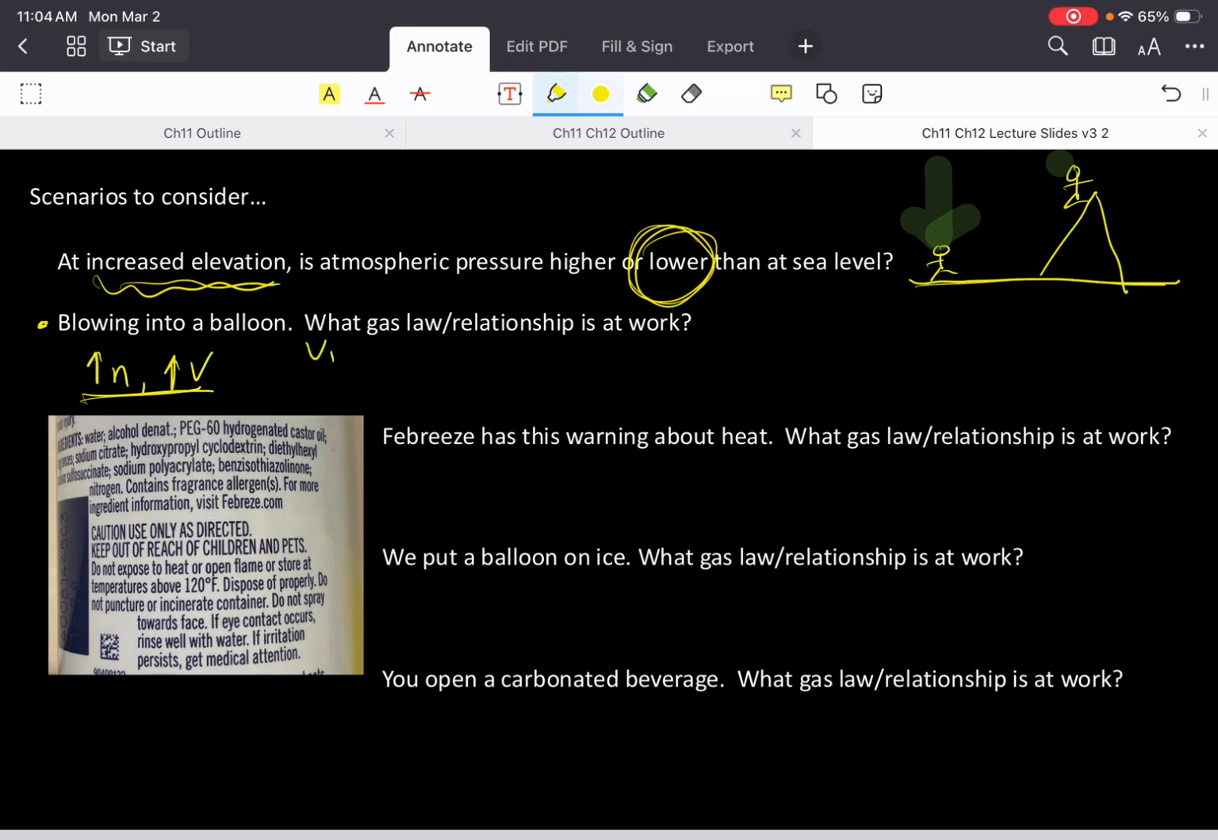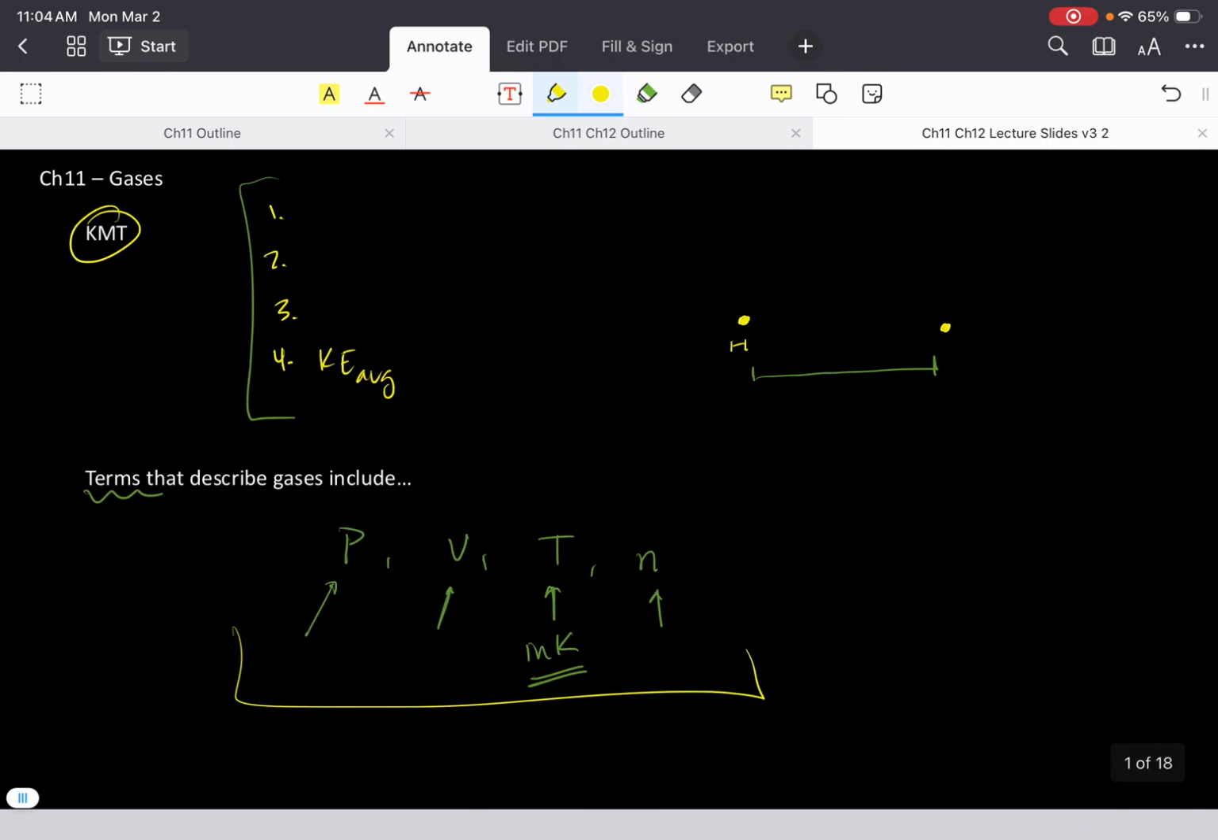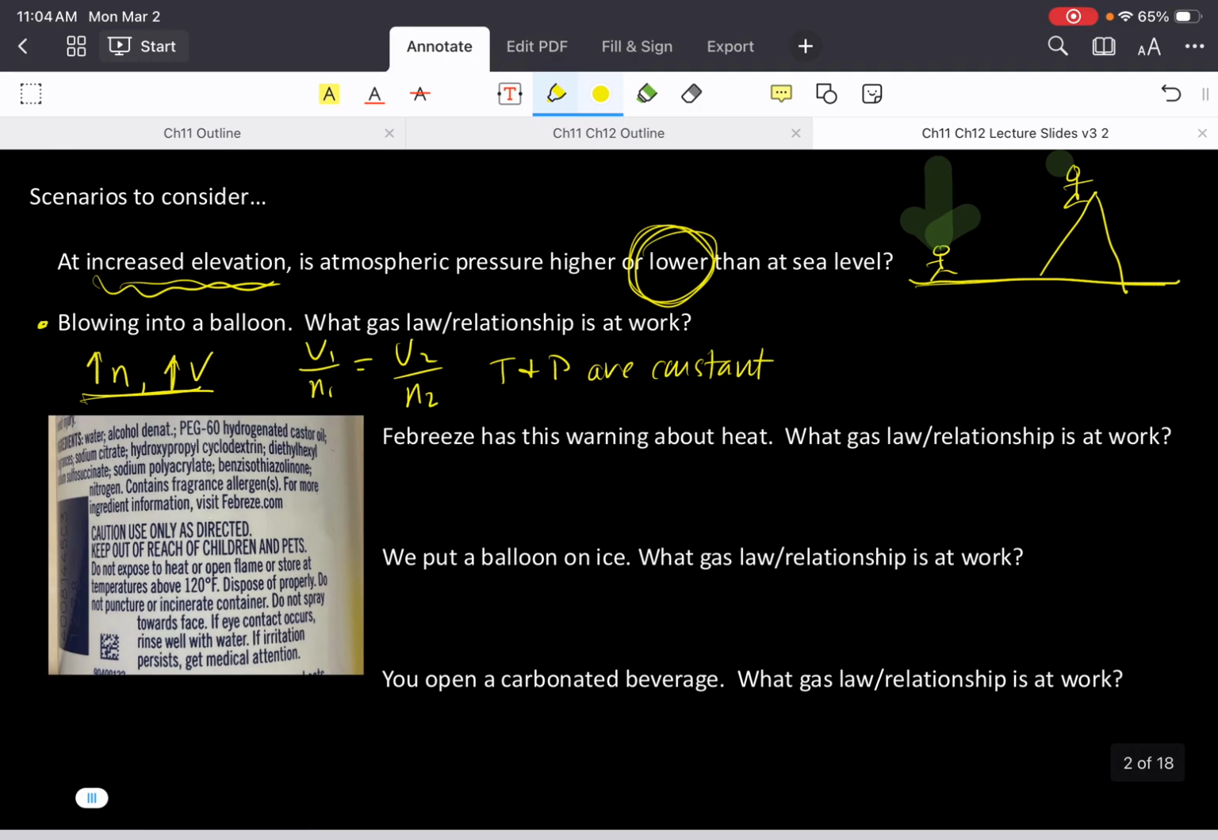This is V1 over N1 equals V2 over N2, assuming that T and P are constant. And that's the assumption. I can only compare two pieces of information if the other two pieces are constant. Going back over here, there are four pieces of information that we can use to describe our gases. I can compare any two if the other two are constant.